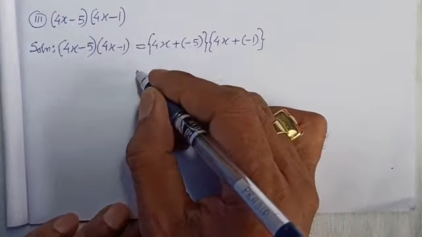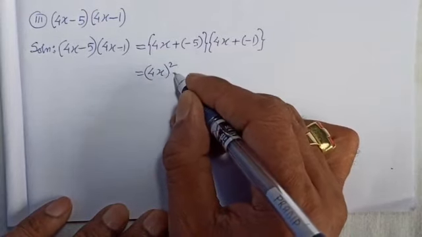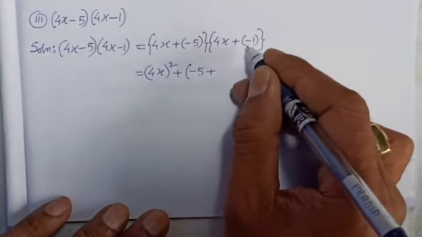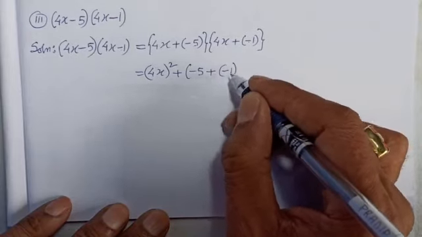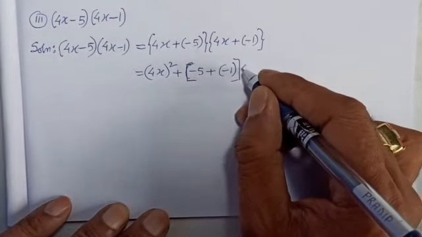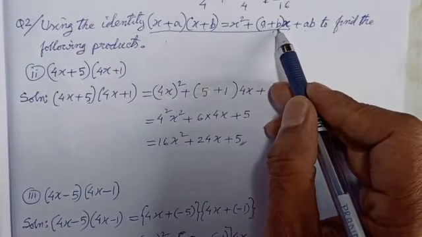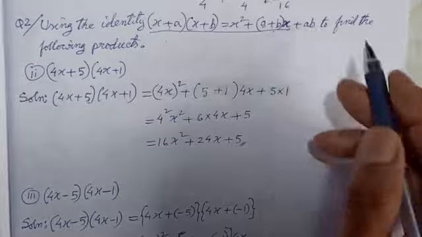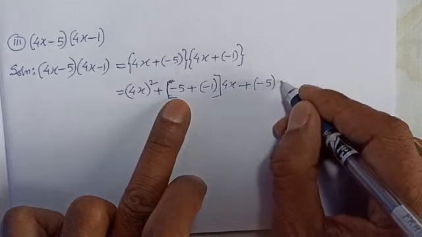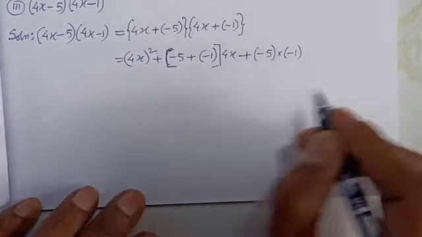Now by using the identity we can write as like that. 4x whole square plus sign, this is a plus this is b, after that x 4x. a plus b whole x, then plus ab. So plus a is minus 5 and b is minus 1. Understand or not? Then next steps.